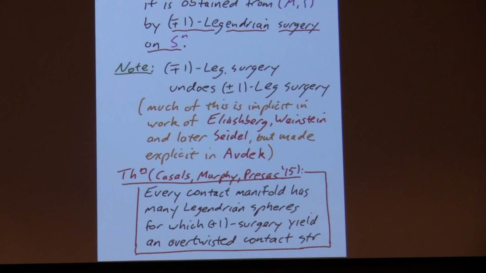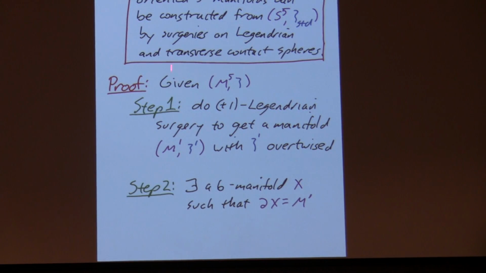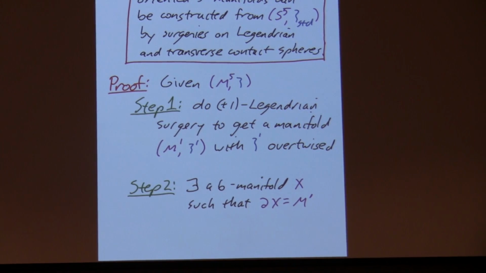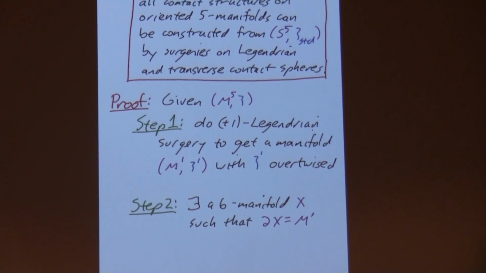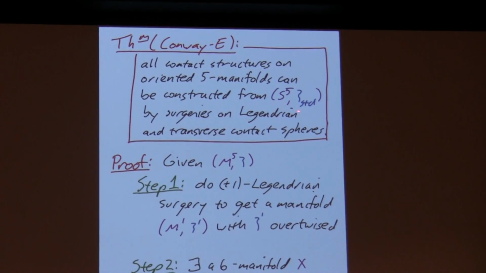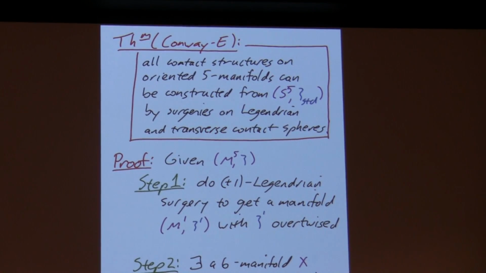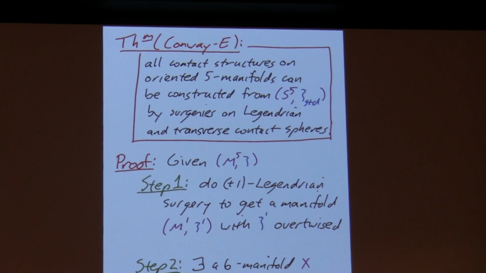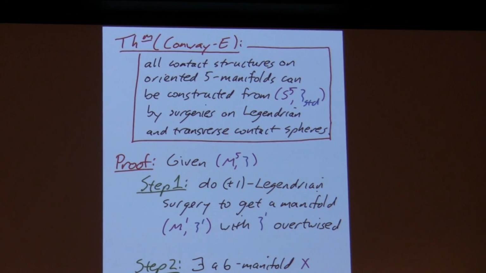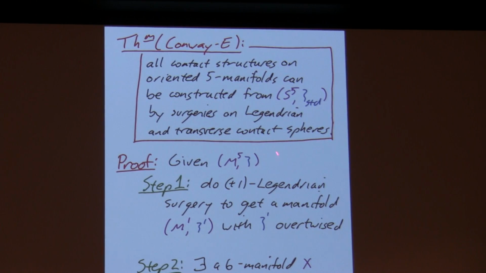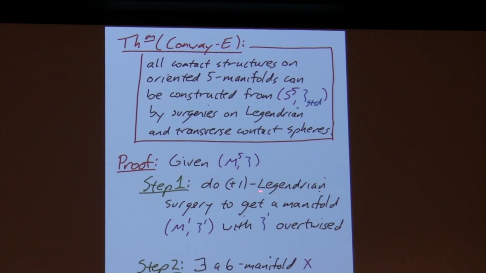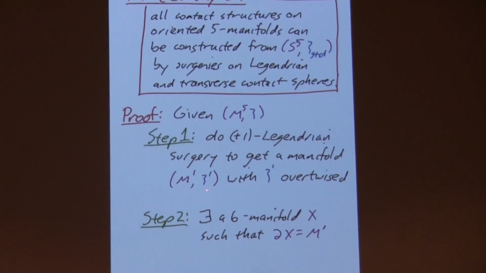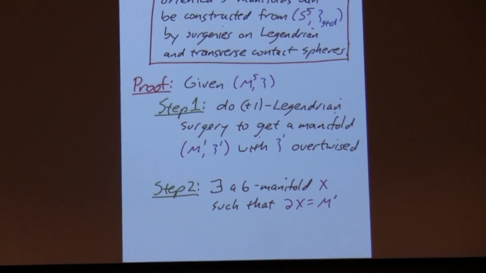Okay, so now I think we have all the pieces in place. So we want to prove now that any contact structure on any 5-manifold is obtained by transverse and Legendrian surgeries on the standard contact structure on S5. Okay? So let's see how to do that. Well, the first thing I want to do is notice that overtwisted contact structures are nice. So I'm going to start with my manifold, and do +1 surgery on some Legendrian to get an overtwisted manifold. That's the first thing I do.